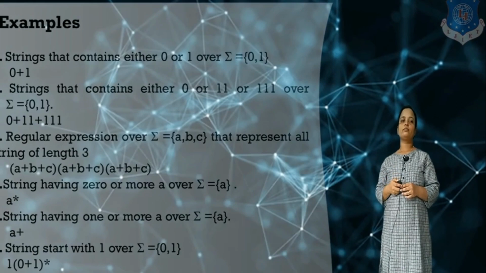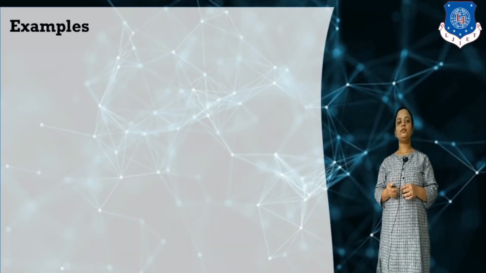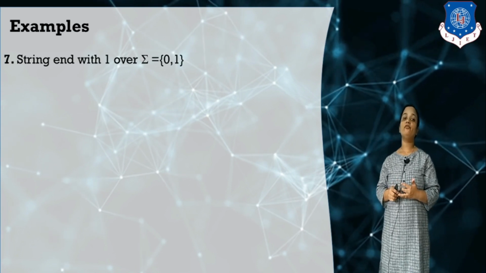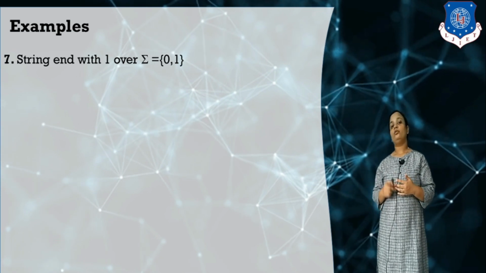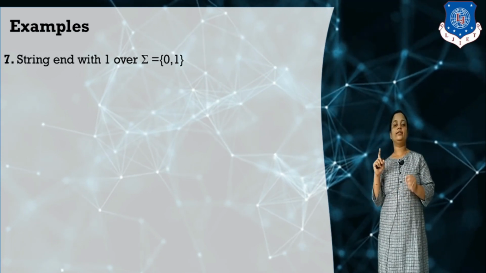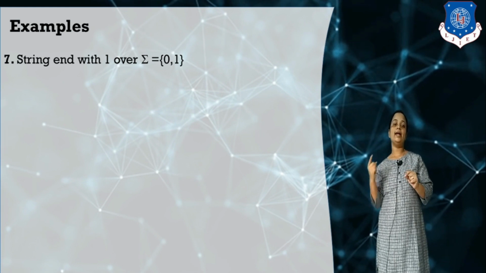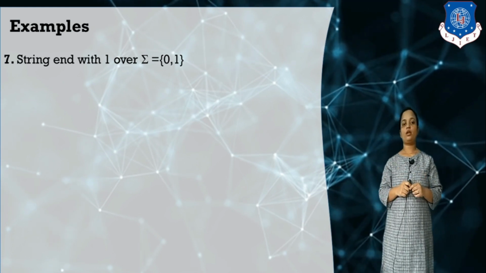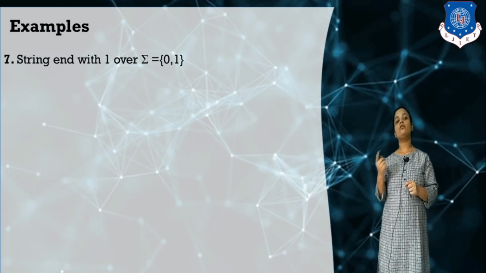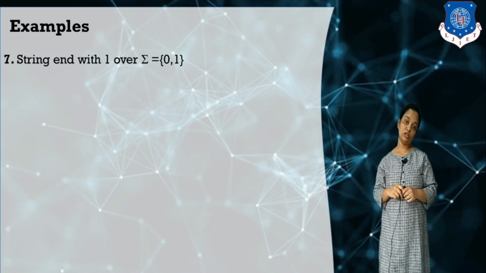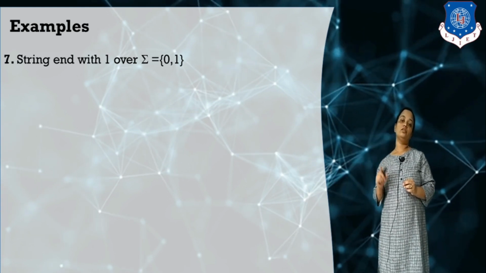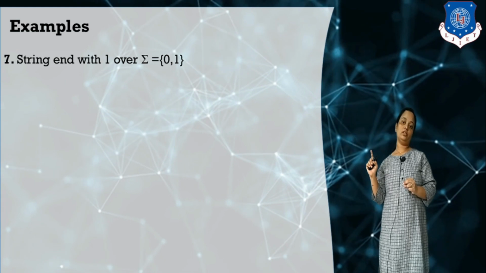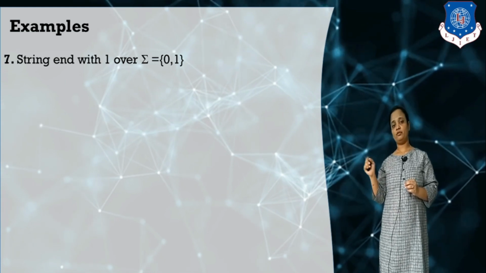Now next, strings that end with 1 over the alphabet 0 comma 1. Now they have given the position at the end. So here the position is fixed: the end symbol must be 1. Is single 1 allowed? Yes. Is 01 allowed? Yes. Is double 1 allowed? Yes. Is 10 allowed? No. Now length 3: 001. Is triple 0 allowed? No, because it does not end with 1.